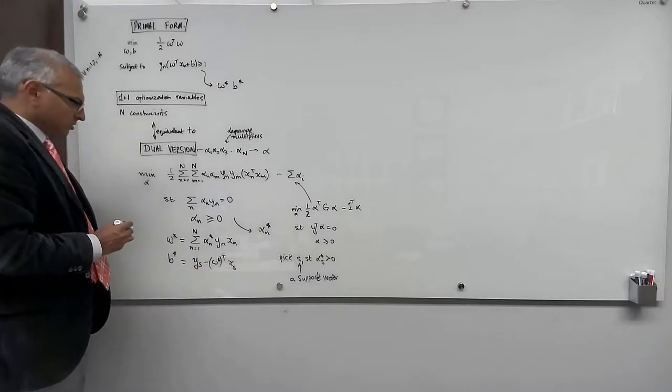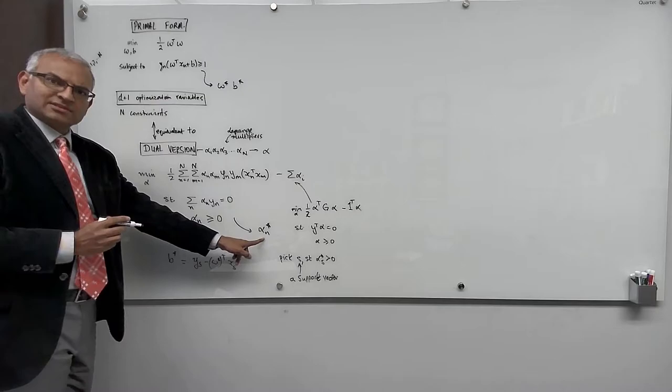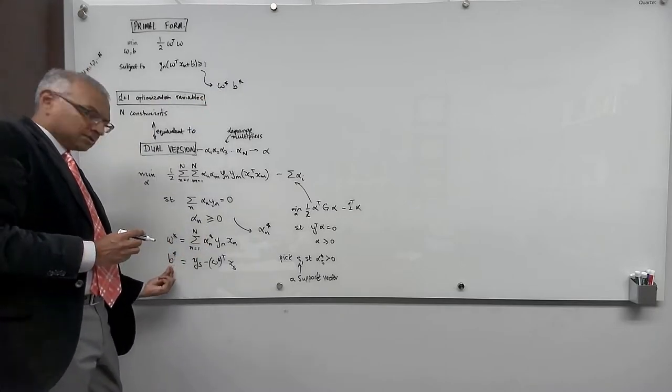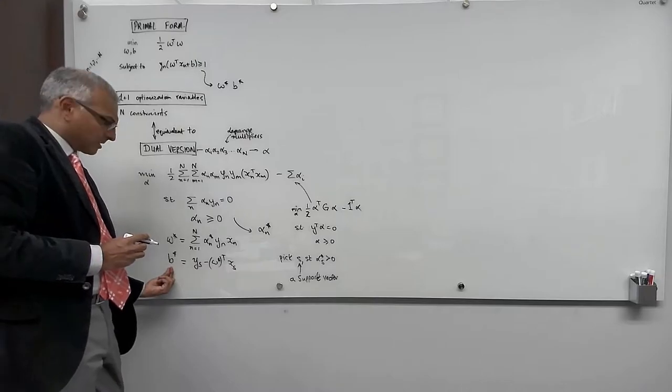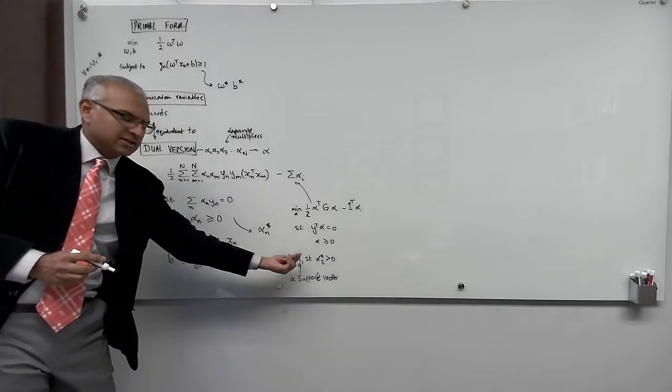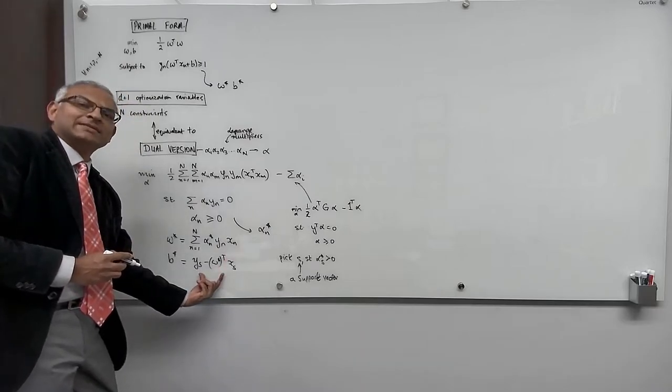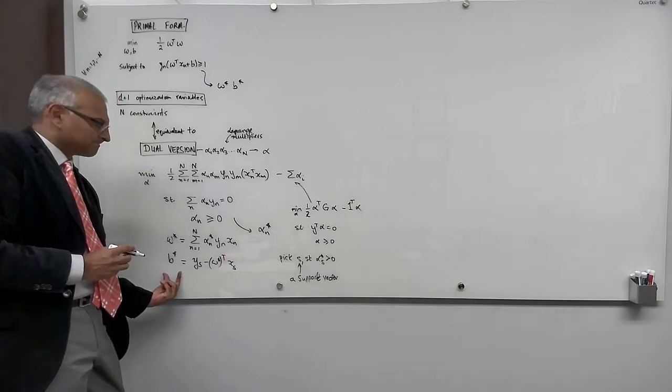And so if you solve this problem, you get the alpha n stars. We can get the optimal weights W star, and we can get the bias B star by picking a support vector whose alpha value is positive and just constructing this quantity. That's the bias B star.